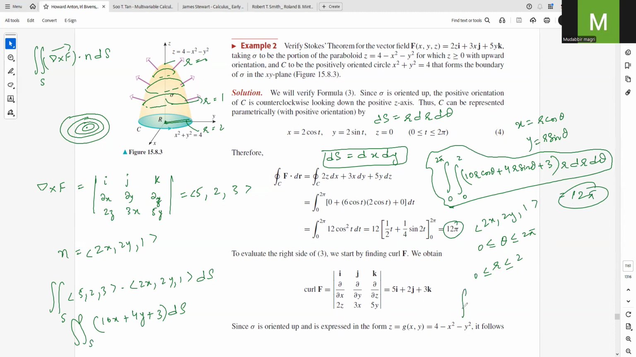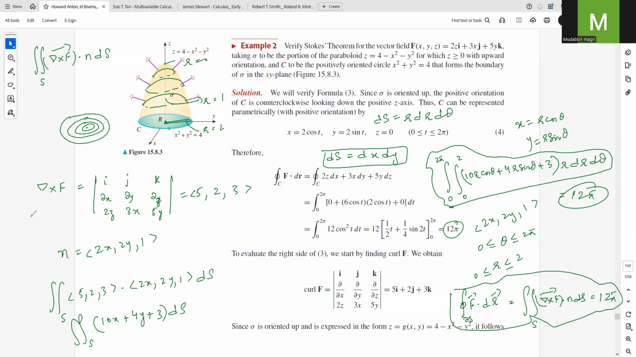So we see that the left hand side of this Stokes theorem equals the right hand side of the Stokes theorem, which equals 12 pi. So here the Stokes theorem is verified, right?